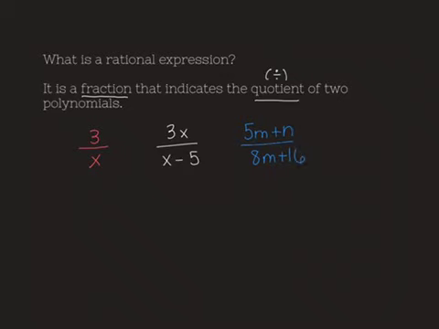And finally, we could even have ones that are quadratic. So for instance, x squared plus 7x minus 12 over x squared minus 49. These are all different examples of rational expressions. But again, the most important thing is that we have variables in our denominator.